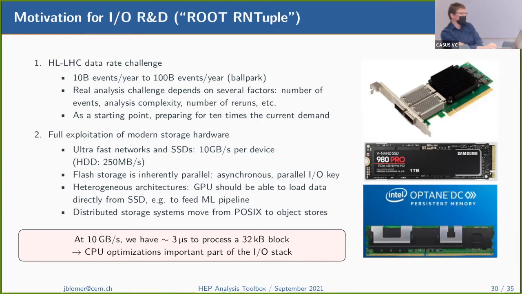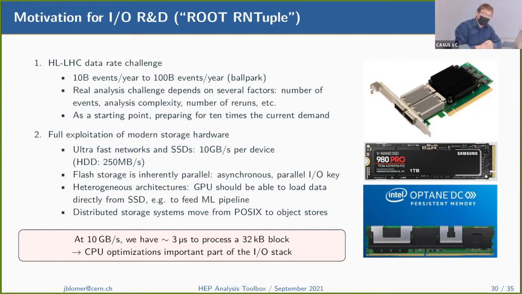Anyway, we started an R&D on improving this ROOT file format, which is now called RNTuple. The reason for this is actually twofold. One is the higher rate of data we expect from the HL-LHC. We expect ballpark 10 times the number of events, and we don't find 10 times the resources in computing, not even if you factor in the technological progress. So software needs to get better.